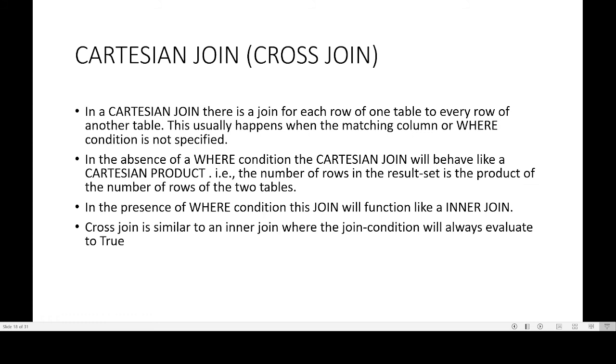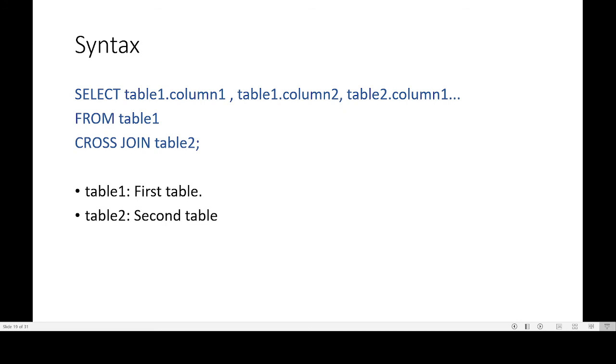So let us see the syntax for this one. The syntax is: select table 1 dot column 1, table 1 dot column 2, table 2 dot column 1, etc. Then from table 1 cross join table 2. Here we are using the keyword cross join. Table 1 is the first table, table 2 is the second table. Here there is no where condition given. We can also give a where condition, so that it will take only those rows which are matching. Without the where condition, it will take the Cartesian product.